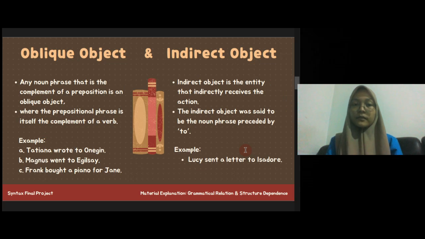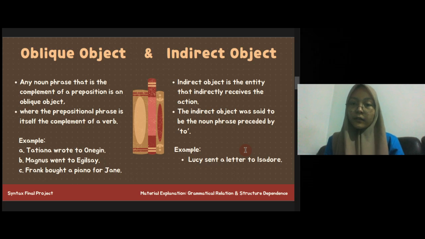And then the next one, there is oblique object and indirect object. Any noun phrase that is the complement of a preposition is oblique object, where the prepositional phrase is itself the complement of the verb. For example, the sentence Tatiana wrote to Onegin. To Onegin is an oblique object. The second sentence is Magnus went to Egilsay. To Egilsay is oblique object. And then the next sentence, Frank bought a piano for Jane. The phrase for Jane is oblique object.